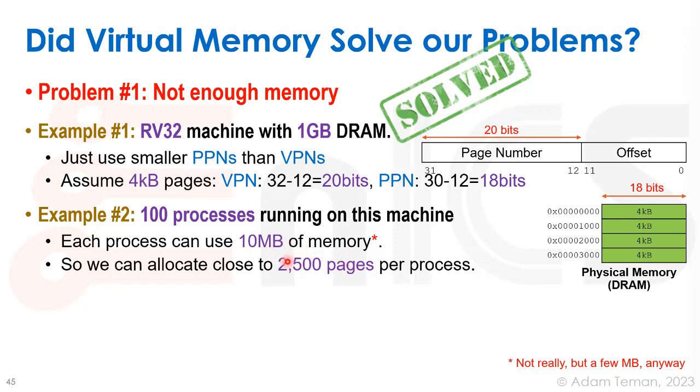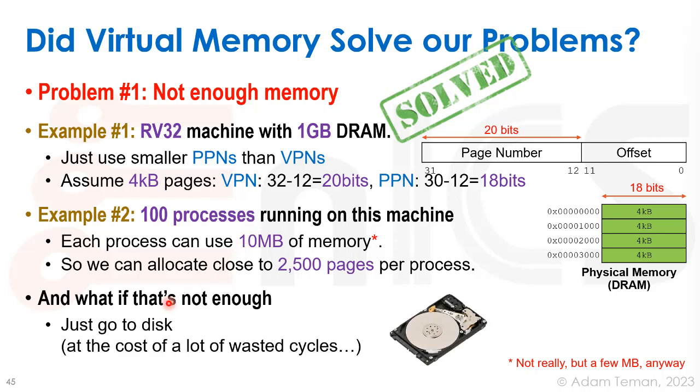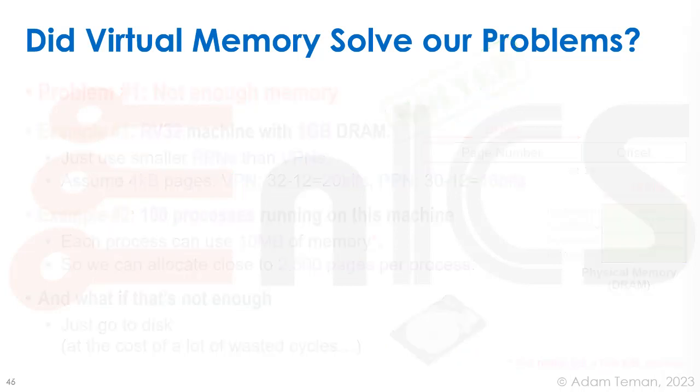So we are able to use this huge memory space, these 4 gigabytes, when most of our processes don't need anything close to that, and distribute it among the many different processes running on our computer. This is what is actually going on in our computers today. What if that's not enough? Well, we can go to disk. There we have our terabytes, but it's going to cost us a lot of cycles to do that.